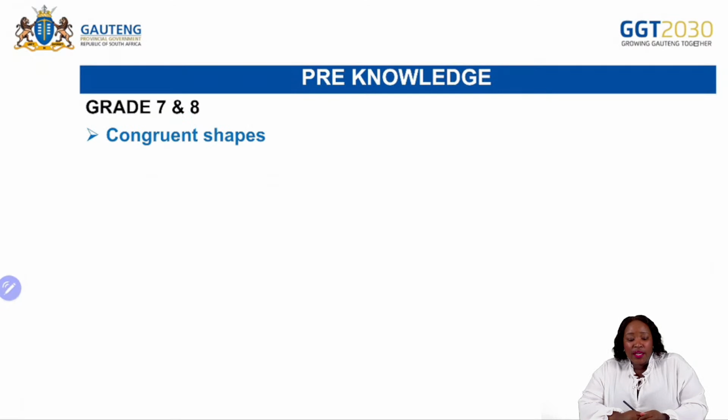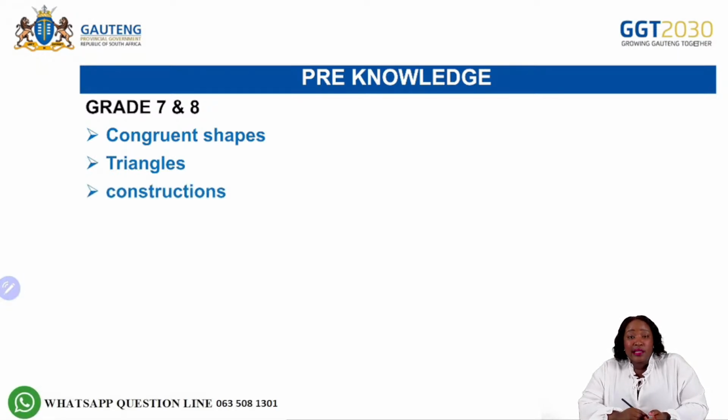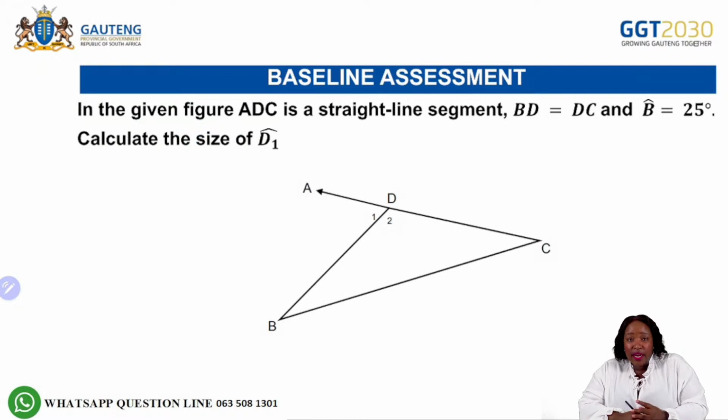Okay, all right. Then for pre-knowledge, you need your knowledge of congruent shapes. You still need your understanding of triangles. Constructions, these will definitely be needed today. Your understanding of that section is going to come in handy today.